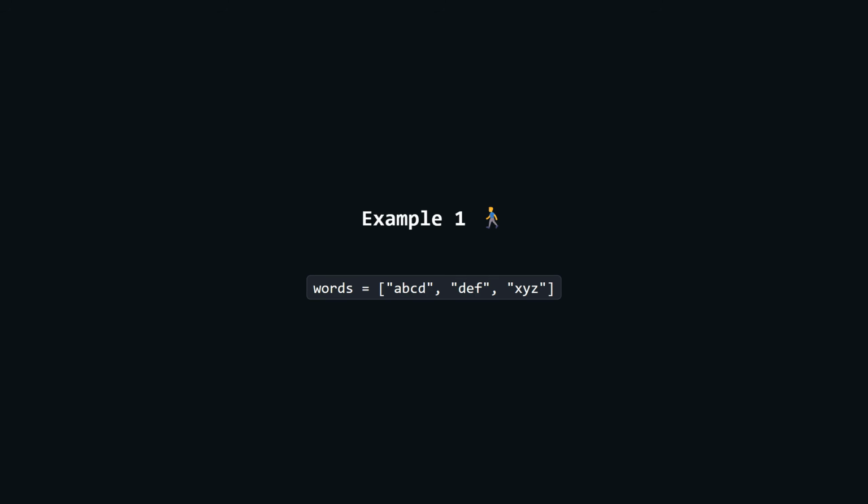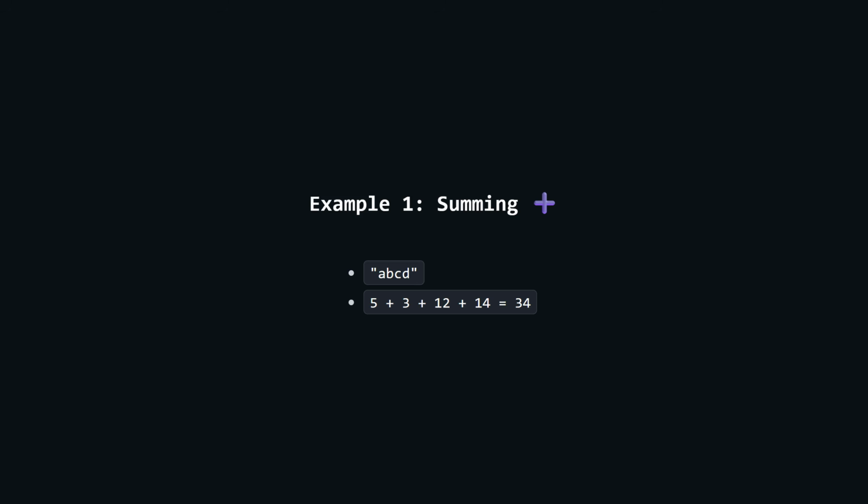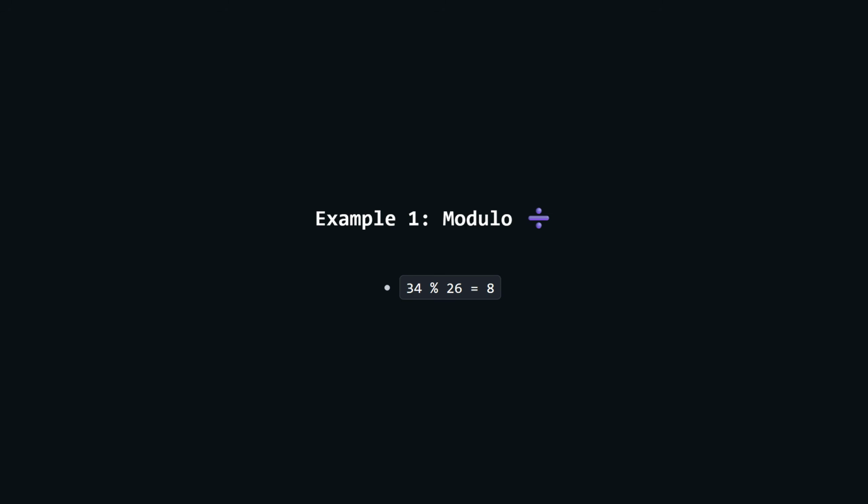Let us quickly walk through the very first example, starting with the word A, B, C, D. Using the provided weights array from the example, the sum for those 4 letters comes out to exactly 34. We take that 34 and find its remainder when divided by 26, which gives us an 8. Counting backwards 8 spots from Z in the alphabet lands us perfectly on the letter R.